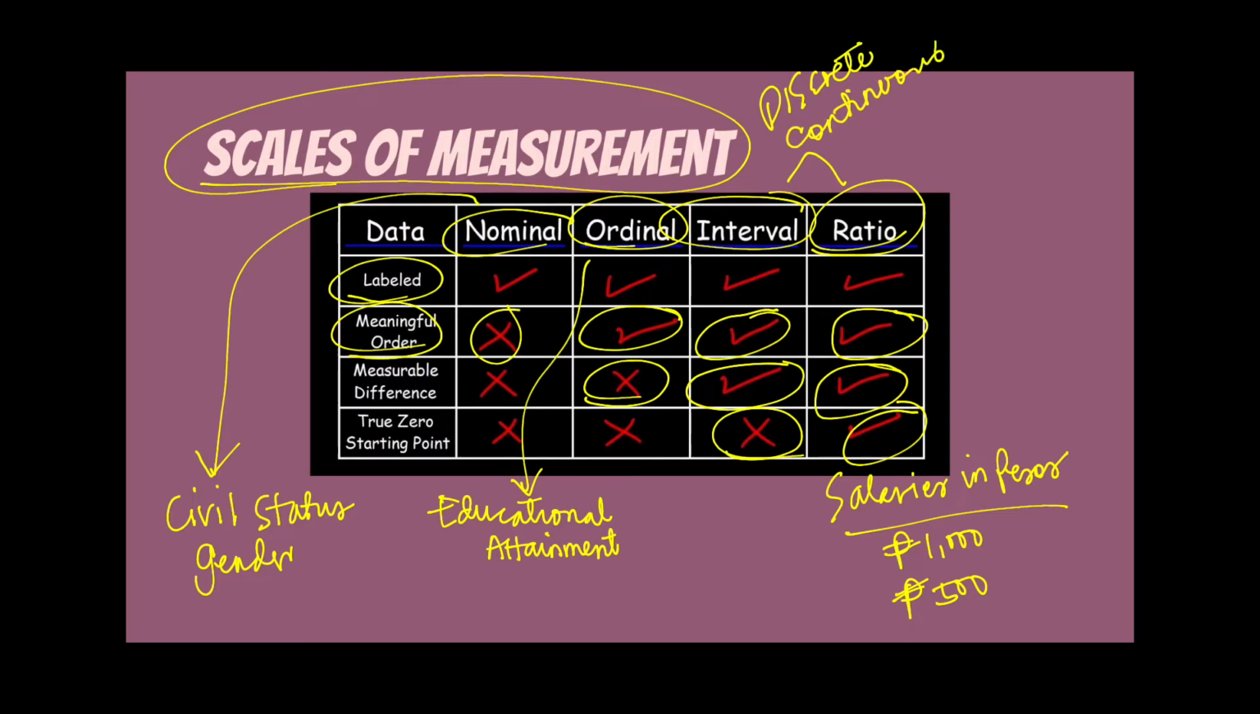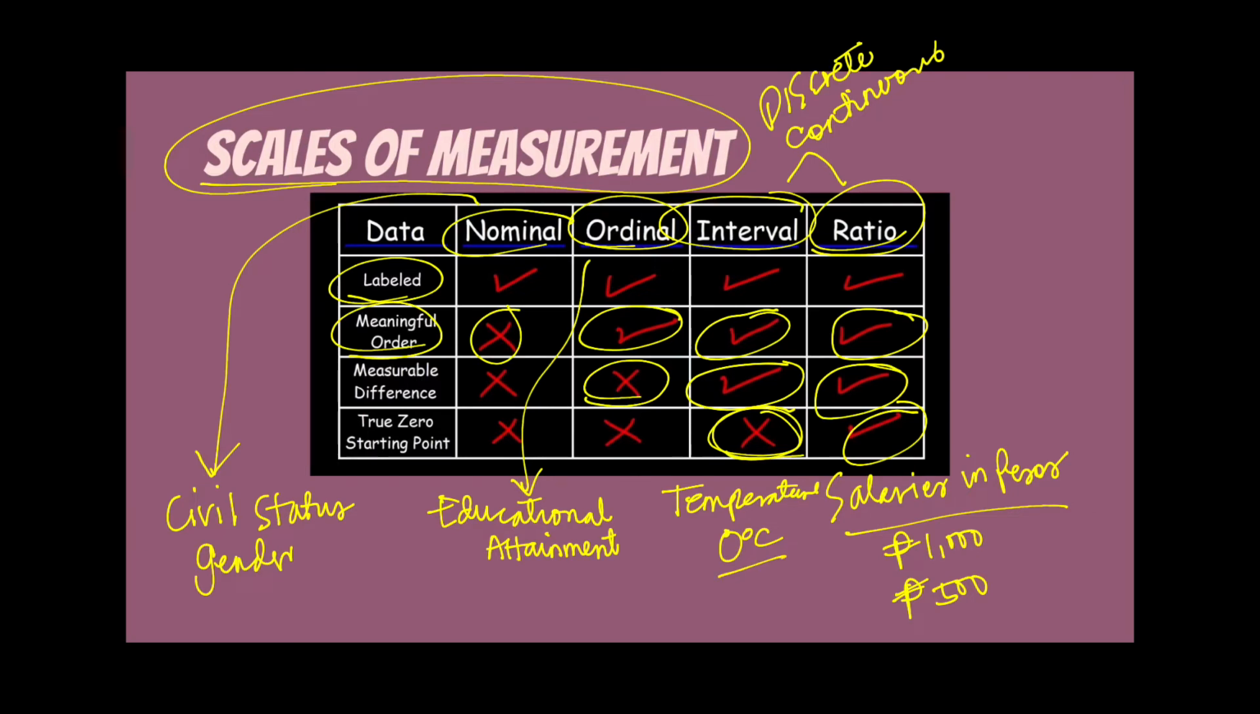Now, what is the difference between interval and ratio, and what do we mean by a true zero starting point? There are measures where a level of zero doesn't necessarily mean that the phenomenon is gone. An example of an interval scale is temperature. When we say that the temperature is 0 degrees Celsius, it doesn't mean that there is no temperature. It just means that it's very, very cold.